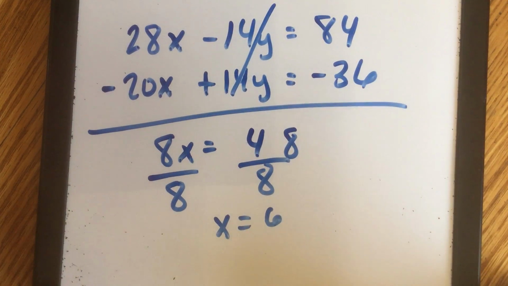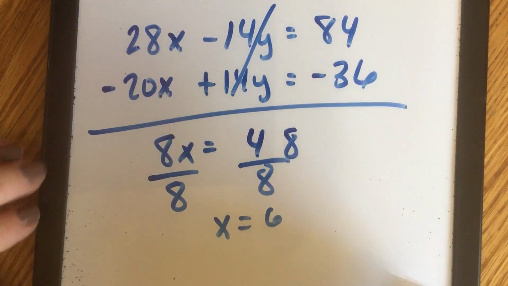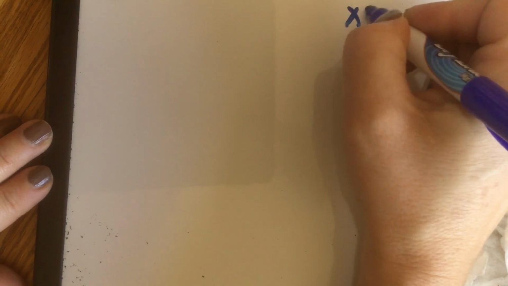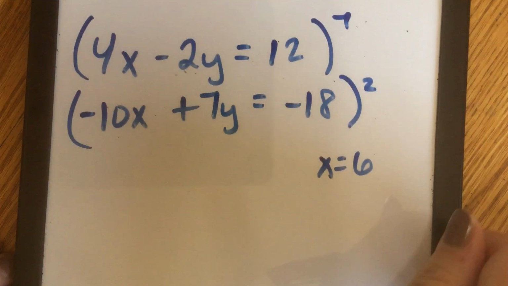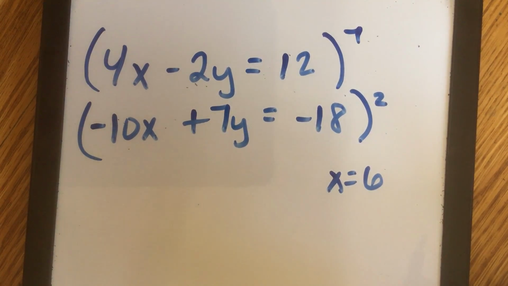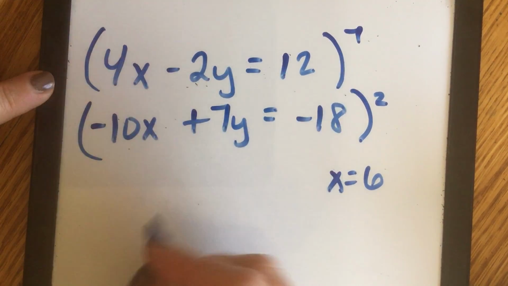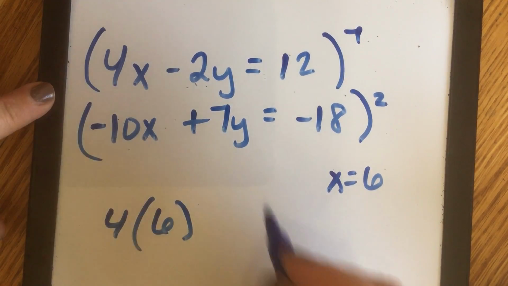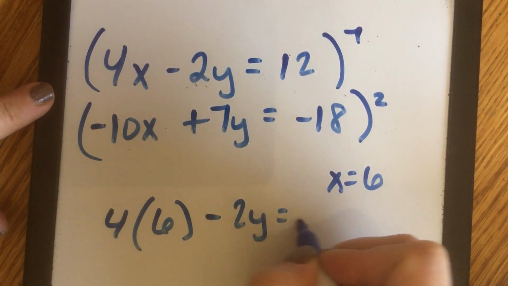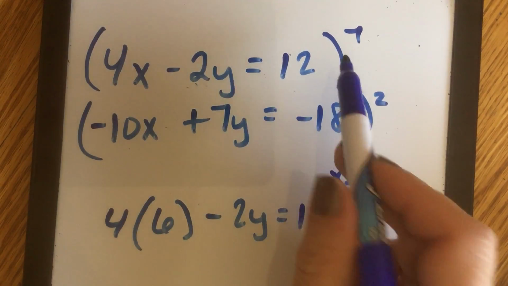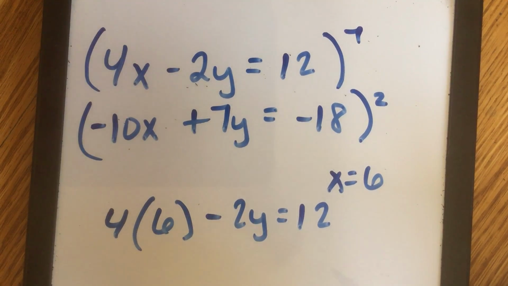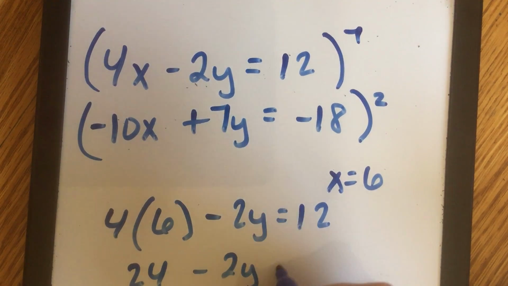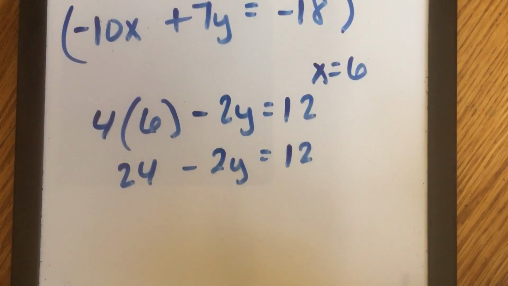So I have my first variable solved for. So I'm going to go ahead and erase this work, and I'm going to write x equals 6 up here. And I'm going to plug that now back into one of the equations. So I'm going to use the top equation. It doesn't matter which one you use. So 4 times x, so 4 times 6, minus 2y is equal to 12. And I'm going to use my original before I multiply it by 7 because I want to use smaller numbers if possible. So 4 times 6 is 24, minus 2y is equal to 12.